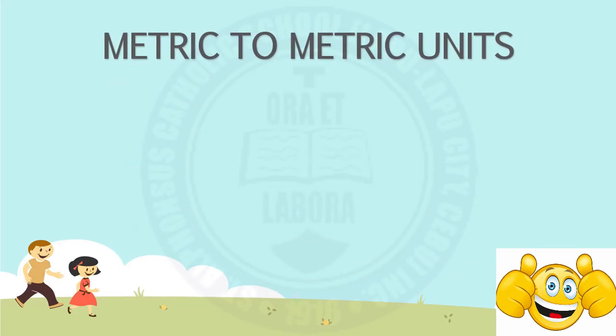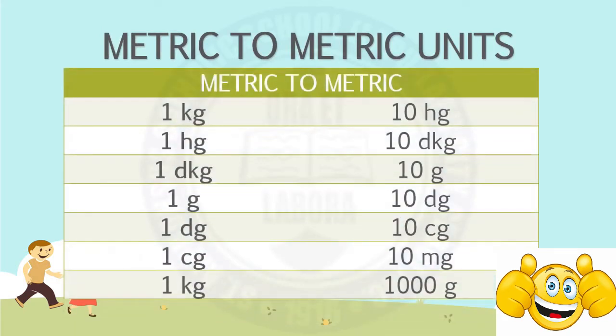Let's go on to metric units. Metric to metric. 1 kilogram is equal to 10 hectograms. 1 hectogram is equal to 10 decagrams. 1 decagram is equal to 10 grams. 1 gram is equal to 10 decigrams. 1 decigram is equal to 10 centigrams. 1 centigram is equal to 10 milligrams. 1 kilogram is equal to 1,000 grams.